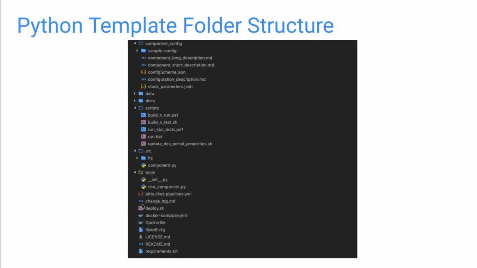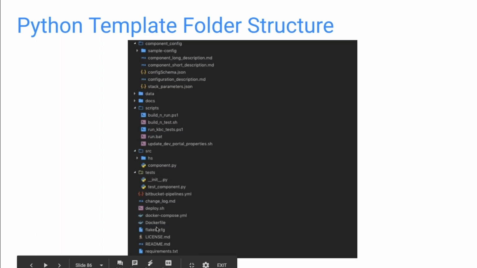Okay, there's a deploy script, and there's also Docker Compose. This will help the user to run the component locally. The Dockerfile is basically the description of how the Docker image is going to be defined, or how the image is going to be running the code in the Docker environment.